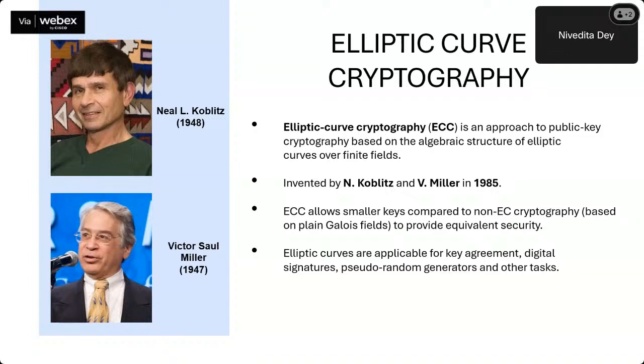Another one is elliptic curve cryptography. This is another approach, and it also is based on public key encryption. It is based on the algebraic structure of elliptic curves over finite fields. ECC allows smaller keys compared to non-EC cryptography, and the mathematics followed is Galois field theory, built to provide equivalent security. It is very applicable in applications like key agreement, digital signature, pseudo-random generators, and other tasks.